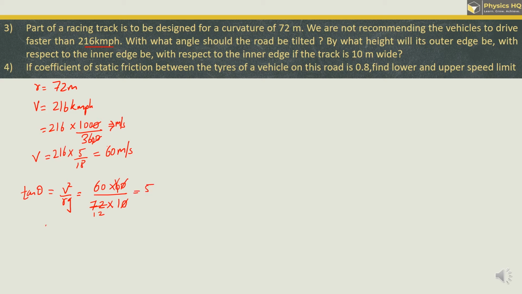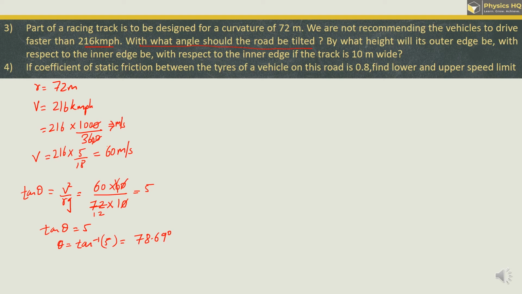We got tan theta is 5, and we can find out theta over here. Theta can be found out as tan inverse 5. Again you need to look into the logbook over here. Please refer to the logbook video that we have made by clicking the I button. When you look it up in the table, you will find tan inverse 5 is 78.69 degree. We got the angle by which the road should be tilted.